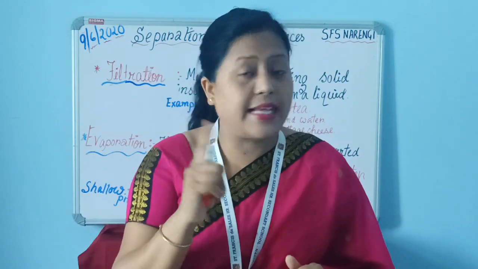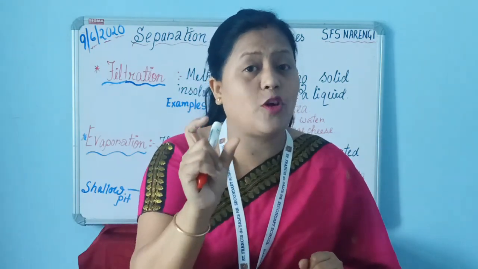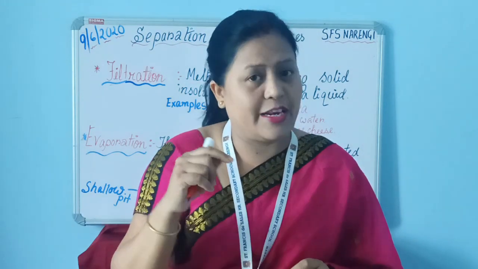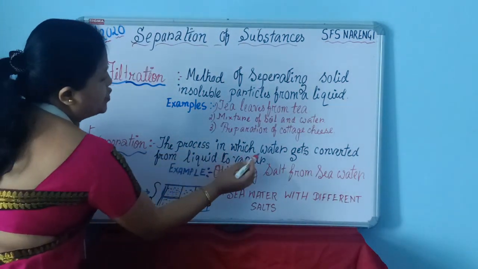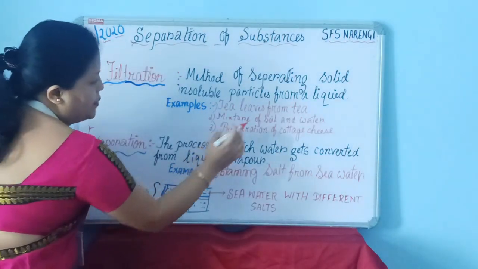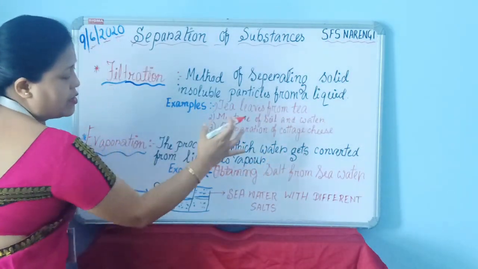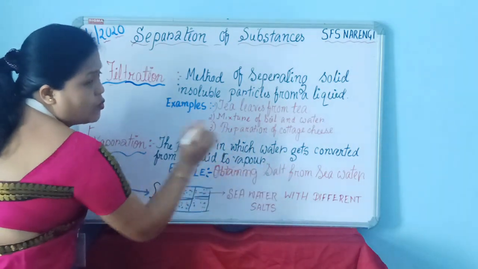So now children, let's discuss the second method, that is evaporation. This word evaporation you must have come across in your lower classes, okay? And you must be clear what the meaning of evaporation is, right? But still let us read once again. So evaporation means the process in which water gets converted from liquid to vapor. We will be taking one very common example, that is obtaining salt from seawater.